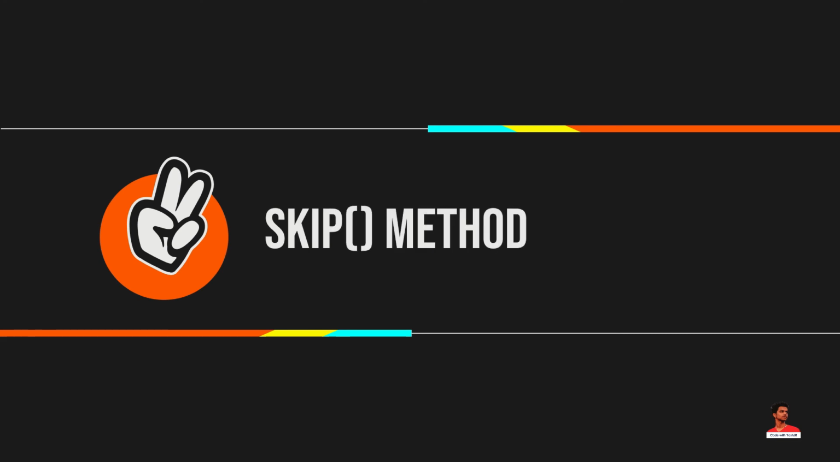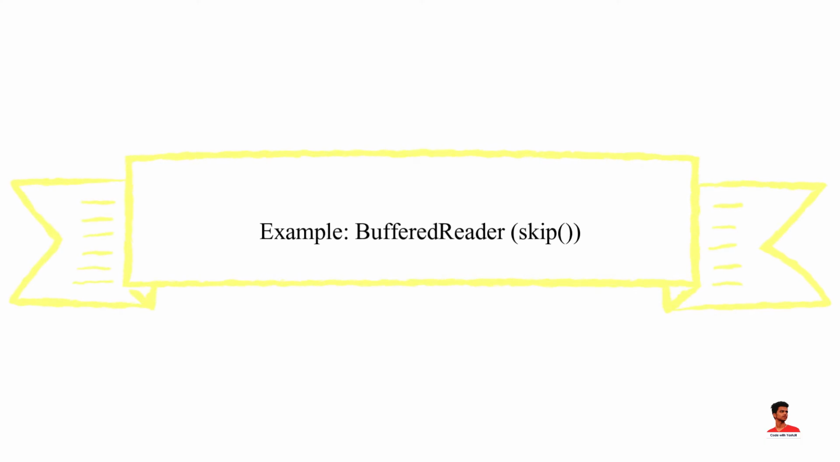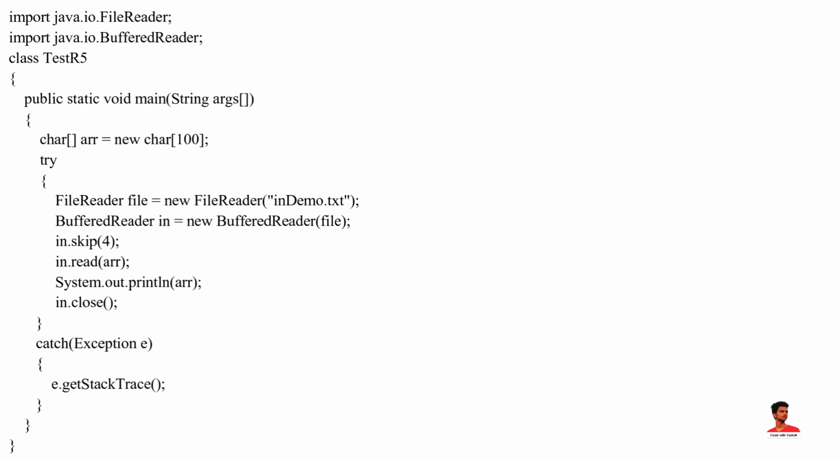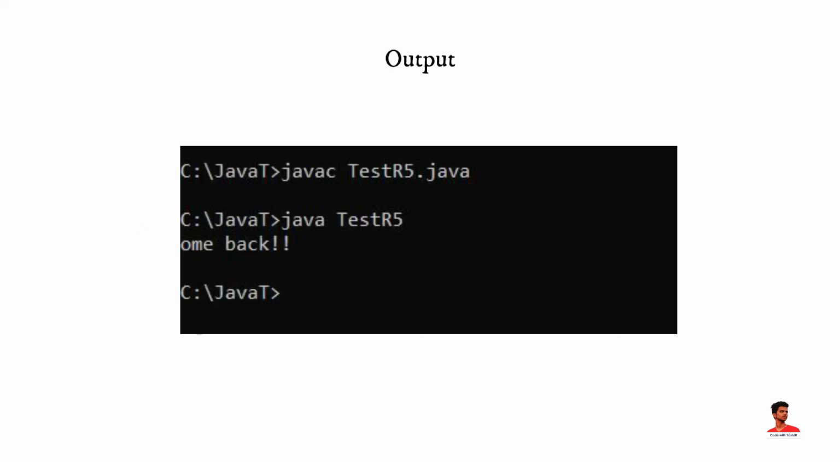To discard and skip the specified number of characters, we can use the skip method. In this example, we have used the skip method to skip 4 characters from the file reader. Hence, the characters are skipped from the original file.